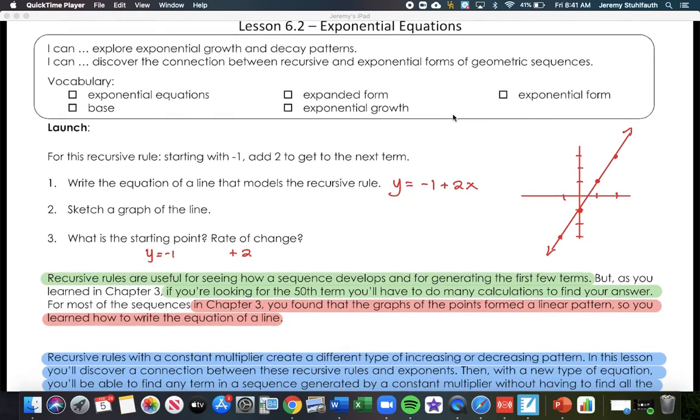What we learned about in 6.1 is that recursive rules are useful for seeing how a sequence develops and for getting the first few terms. But the problem that arises is what happens when you need to come up with the 50th term in your pattern. In chapter 3, we found that the graphs of the points formed a linear pattern. So we had these recursive rules and they ended up creating a straight line. And so what we learned was how to write the equation of a line.